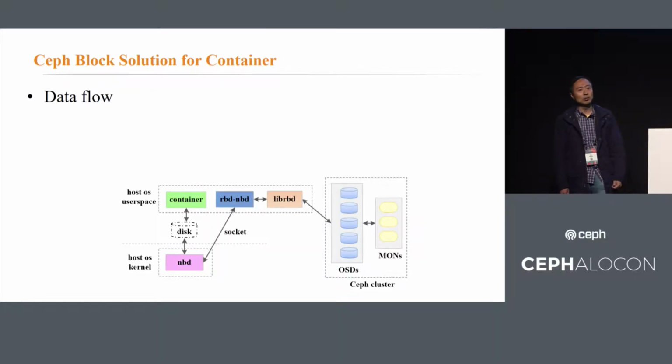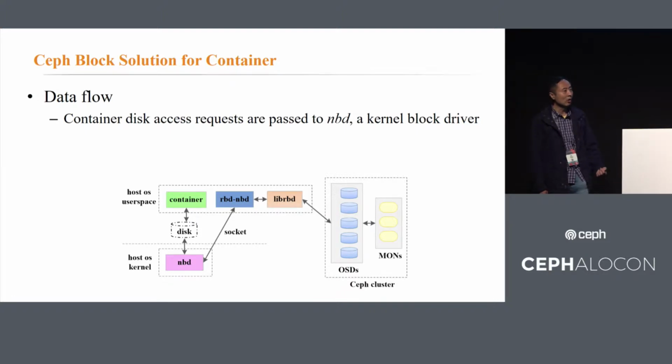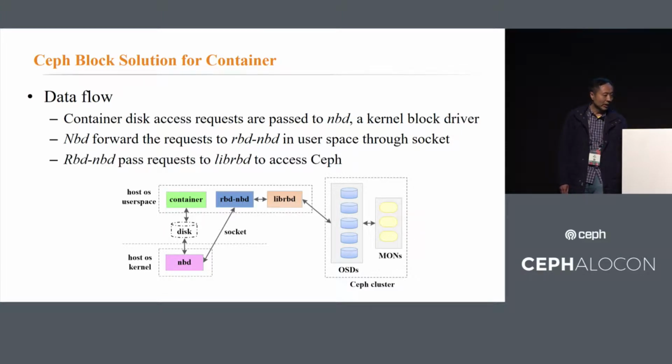Next, a review of the Ceph block solution in the container scenario. This picture shows the data flow. The disk access request issued by the container will first be passed to NBD, which is a kernel block driver running inside the host kernel. When it intercepts the request, it simply forwards the request through a socket to RBD-NBD, which is a daemon running in user space. Then RBD-NBD passes the request to Ceph.